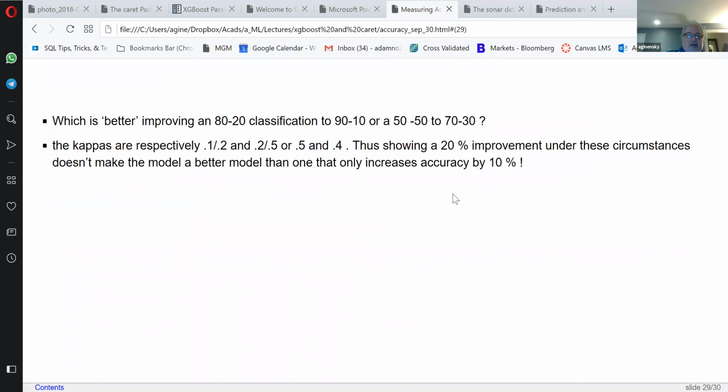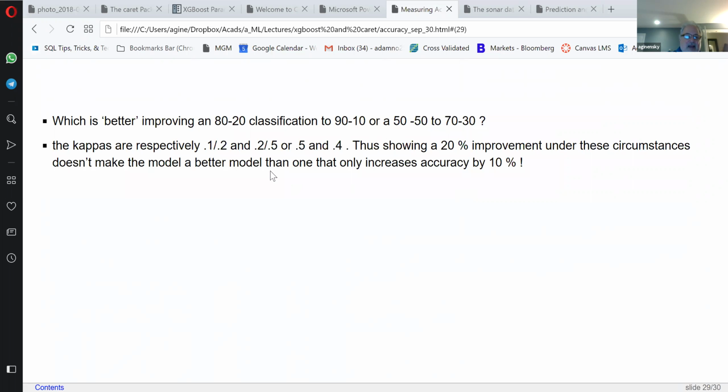If you have an 80-20 classification and you move it to 90-10, is that better than moving a 50-50 to a 70-30? In one case you're improving 10%, in the other 20%. But going from 80-20 to 90-10, you've improved by 10%, which is 50% of what you could do. In the second case, you improved by 20%, but you could have improved by 50%, so you've only improved by 40%. So you can argue that showing a 20% improvement under these circumstances is not better than the first model, which improved by 10%.